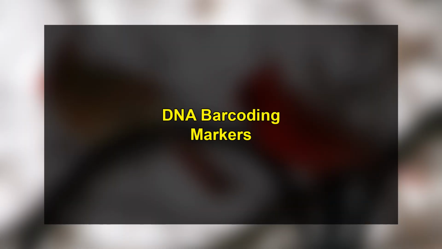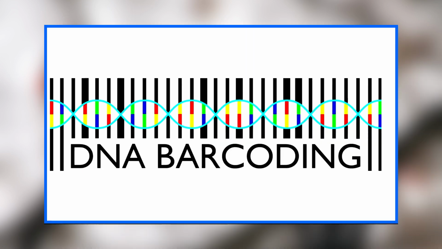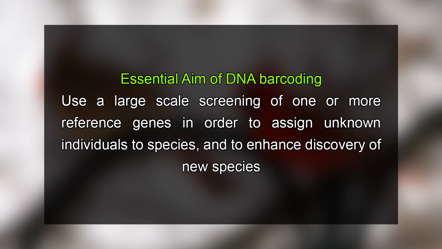Dear students, let's know about the DNA barcoding markers. A DNA barcode is a short DNA sequence from a standardized region of the genome used for identifying species. The essential aim of DNA barcoding is to use a large-scale screening of one or more reference genes in order to assign unknown individuals to species and to enhance discovery of new species.